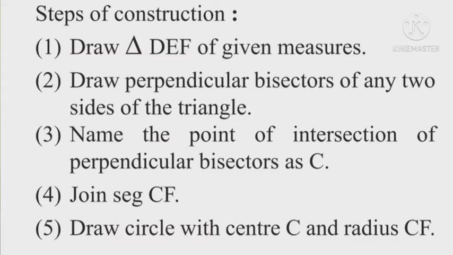Once again, the first step is to draw a triangle of the given measurements as in the question. The second step is to draw the perpendicular bisectors of any two sides of the triangle. Then the third step, give a name to the point of intersection of those perpendicular bisectors and join this point with any one vertex of the triangle. So that is your radius. By taking that segment as the radius, draw a circle which passes through all three vertices of the triangle.